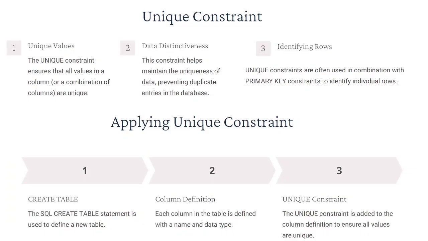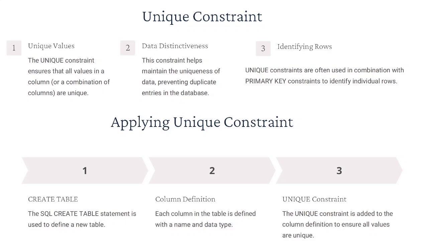The next constraint we are picking up is UNIQUE, which is essential for maintaining data integrity and ensuring that the values in a column or combination of columns are unique. The UNIQUE constraint guarantees that each value in a specified column or a set of columns is distinct, which prevents duplicate entries, ensuring data accuracy and consistency. By enforcing uniqueness, the UNIQUE constraint helps maintain data distinctiveness.